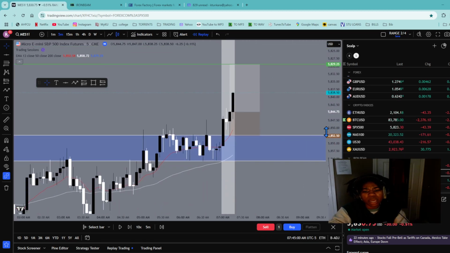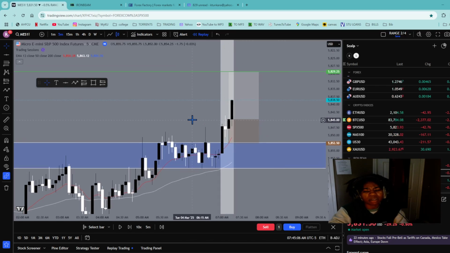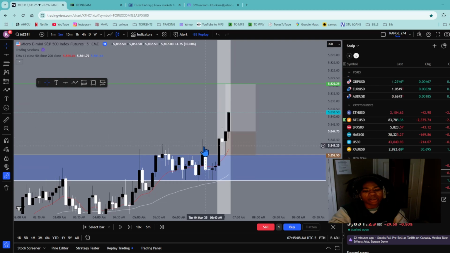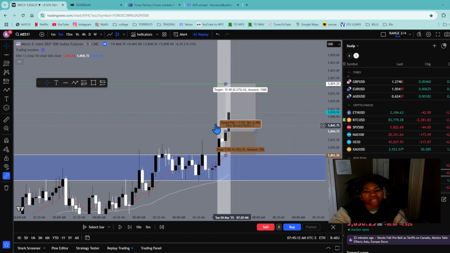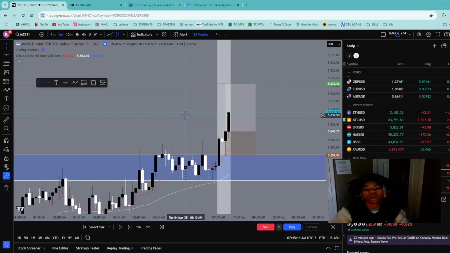So for this one, I believed in the setup in the sense that I felt like it could go a little bit higher than a 1 to 1. I've been in these positions where I'll be in a really good trade, only take a 1 to 1, and then see it go to a 1 to 4 or something.